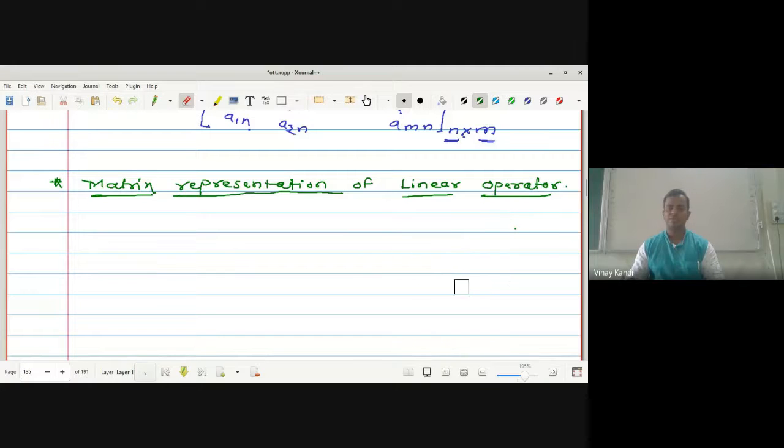Now we will see what the matrix representation of a linear operator is. Let capital T be a linear operator, that is, a linear transformation with the same domain and codomain.